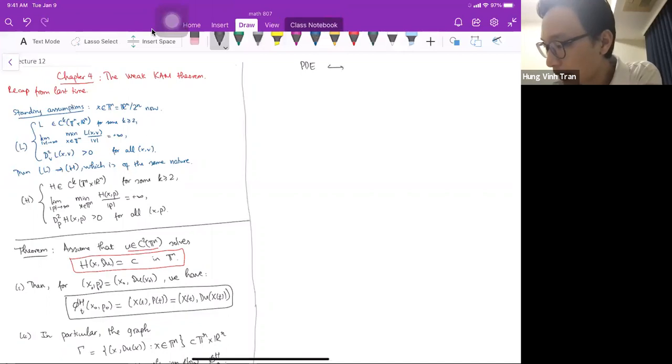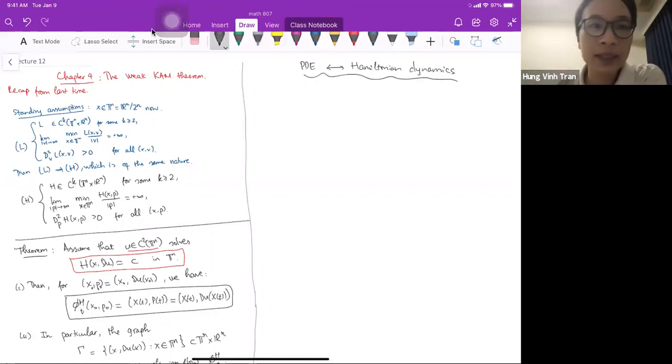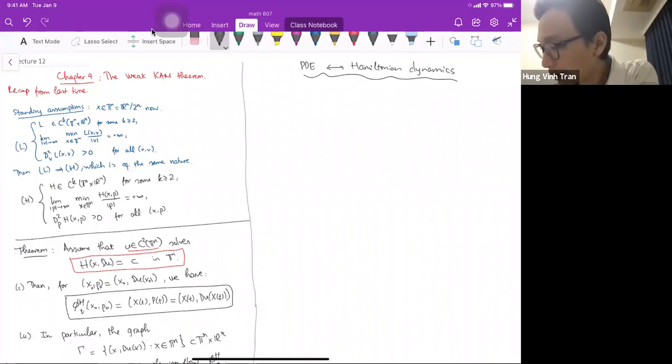Interplay between PDE and Hamiltonian dynamics. I'll make it clearer. Roughly speaking, there are going to be more objects coming in. But for now, the three main objects are going to be, the first object is about the Lagrangian dynamics.